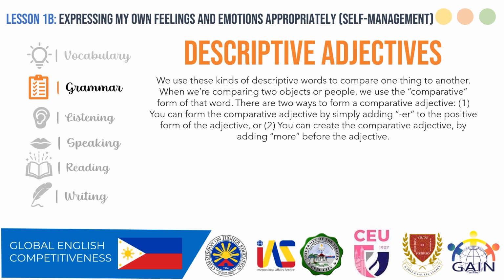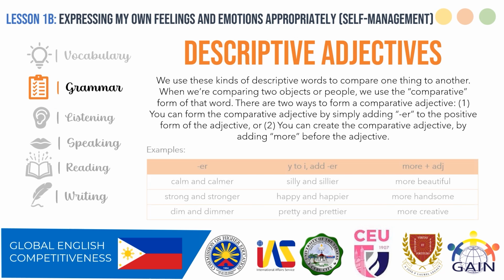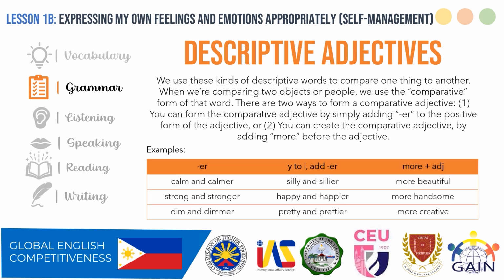First, you can form the comparative adjective by simply adding er to the positive form of the adjective. Or, you can create the comparative adjective by adding more before the adjective. Examples. For most words, we only add er. Example, we have calm and calmer, strong, stronger, dim and dimmer.